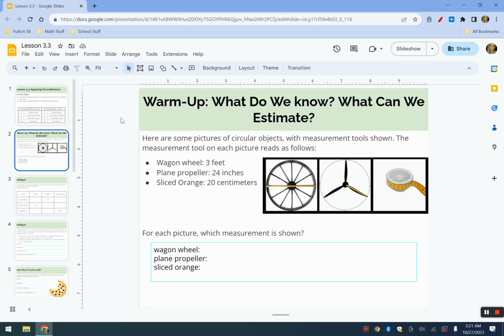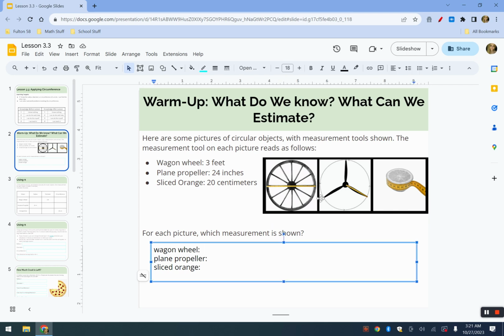We're going to look at our warm-up. So I've given you three different objects that are circular, and there's a measuring tape on every circle. The measuring tape is showing the different parts of our circle. All we need to do is label which part is which. So you're going to tell me the wagon wheel, is this the diameter, radius, or circumference? For the propeller, is this the diameter, radius, or circumference? And last, the sliced orange peel. Again, is this the diameter, radius, or circumference? Go ahead, pause here. Come back once you're ready.